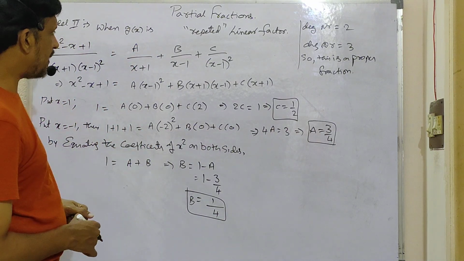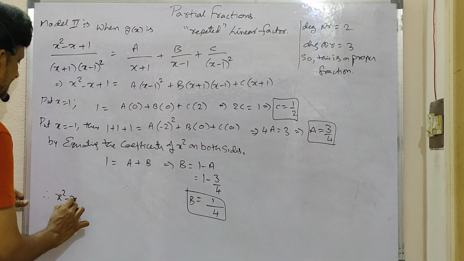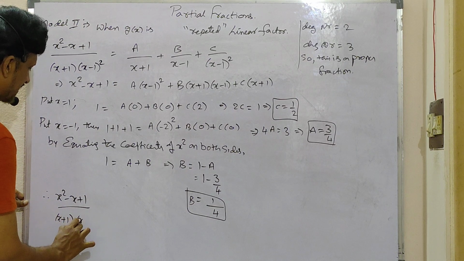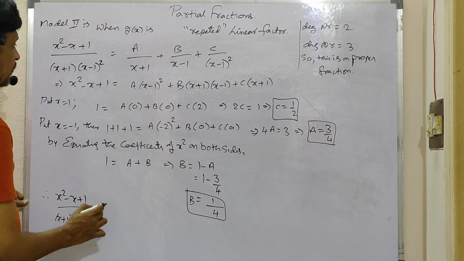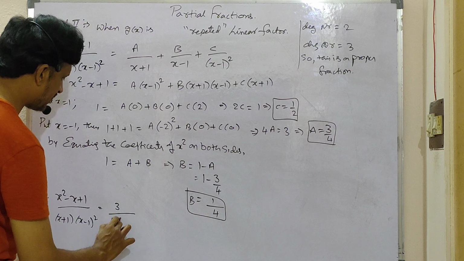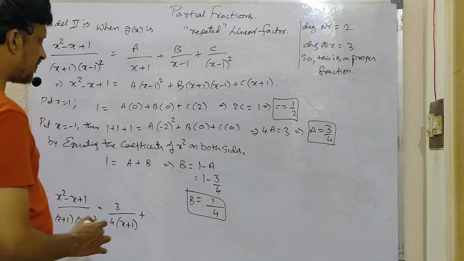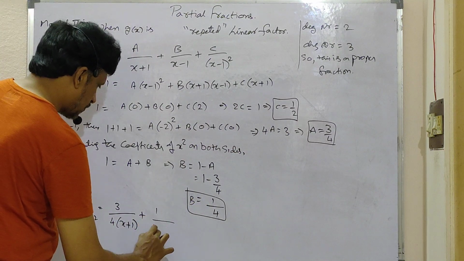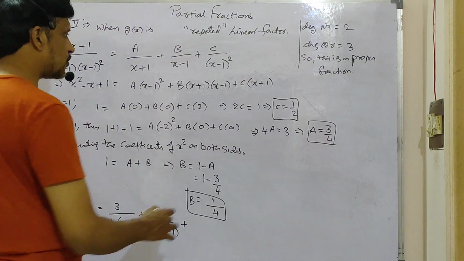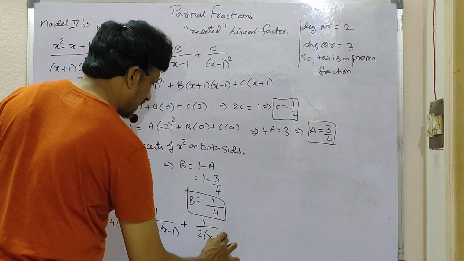We got all the values of a, b and c. So write the given fraction as the sum of the partial fractions like this. (x square minus x plus 1) by (x plus 1) into (x minus 1) whole square is equal to a by (x plus 1), where a is equal to 3 by 4, that is 3 by 4 into (x plus 1), plus b by (x minus 1), where b is equal to 1 by 4, that is 1 by 4 into (x minus 1), plus c by (x minus 1) whole square, where c is 1 by 2, that is 1 by 2 into (x minus 1) whole square.